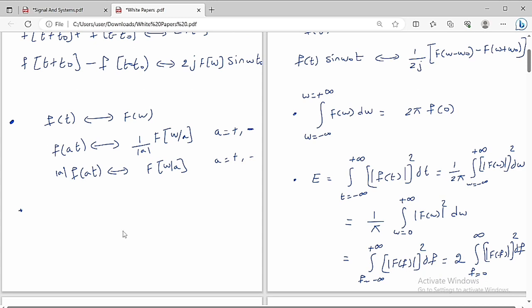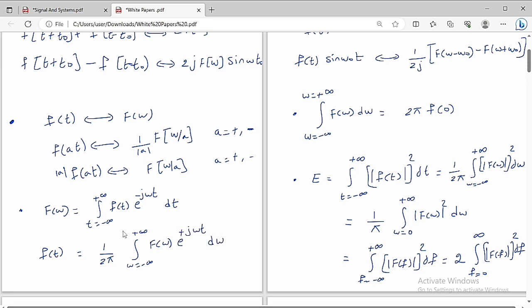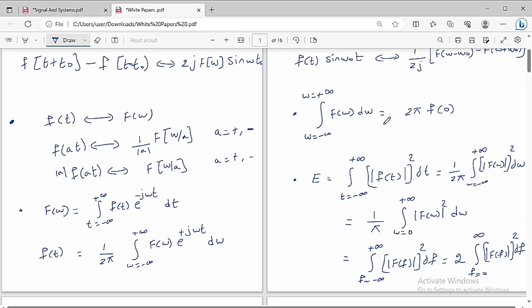So let me write these also. F of omega is nothing but the integration of t from minus infinity to plus infinity f of t into e to the power of minus j omega t dt. Then small f of t is equal to 1 by 2 pi integration of omega from minus infinity to plus infinity capital F of omega e to the power of plus j omega t d omega. This is what we have to keep in mind. If in place of this expression you substitute t is equal to 0, and multiply by 2 pi on both sides, then we are going to get this, which is the area under the Fourier transform F of omega signal.